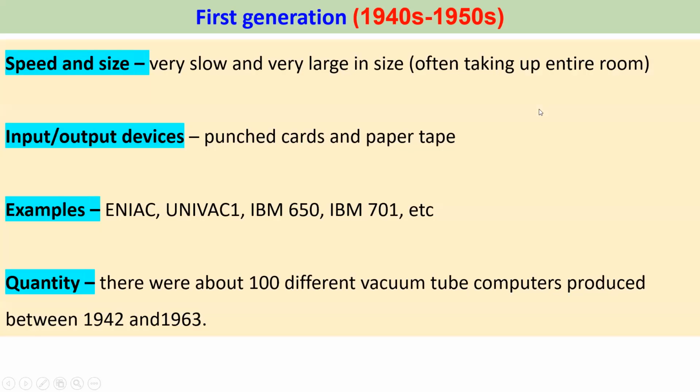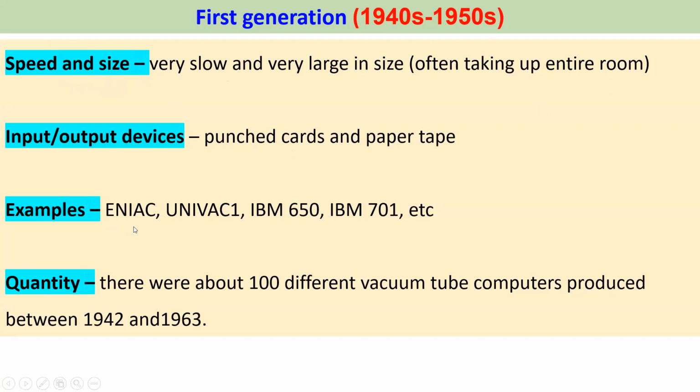First generation, consider some features. If you consider the speed and size, it is very slow and very large in size, as I mentioned earlier, often taking up an entire room. The speed is very slow. Then input output devices: they use punch card and punch tape for input and output purposes.